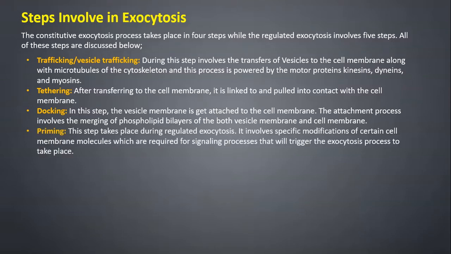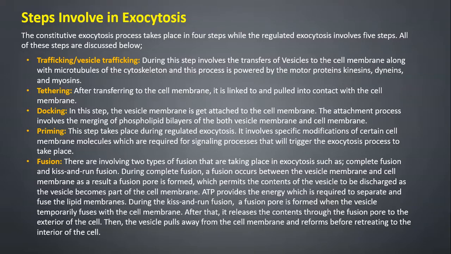Priming. This step takes place during regulated exocytosis. It involves specific modifications of certain cell membrane molecules which are required for signaling processes that will trigger the exocytosis process to take place. Fusion. There are 2 types of fusion that take place in exocytosis, such as complete fusion and Kiss-and-run fusion.